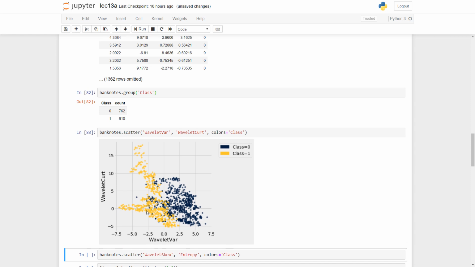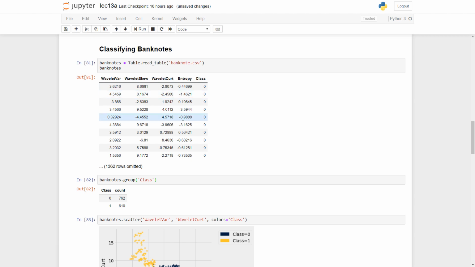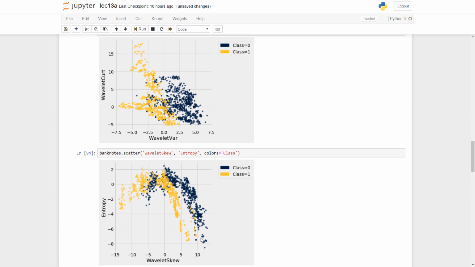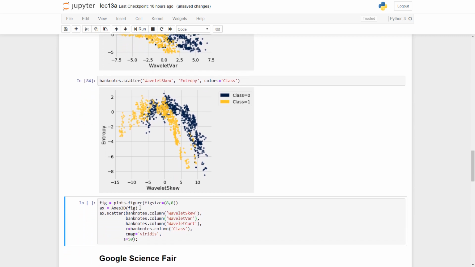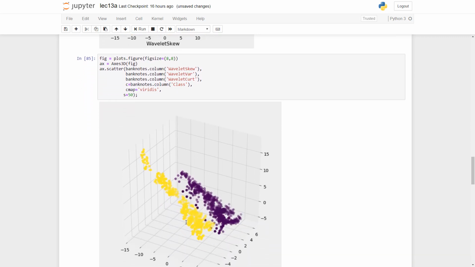Let's try two other attributes, which will be the skew and the entropy, so the second and the fourth. So we'll draw a scatter plot for these two attributes. Again, it is not easy to distinguish between the two classes here. They are also overlapping. So it seems like two attributes at a time might not be a good idea. Let's try three attributes together. Also, don't worry about what we are doing here. It's just a scatter plot, actually a 3D scatter plot, of three of the attributes, the skew and the var and the curt. Now let's look at the 3D graph.